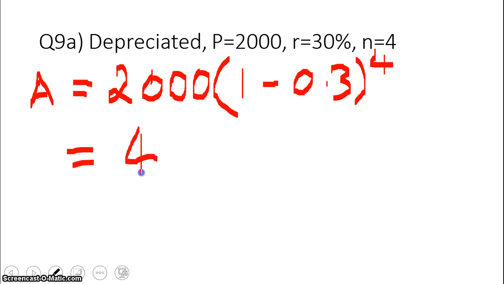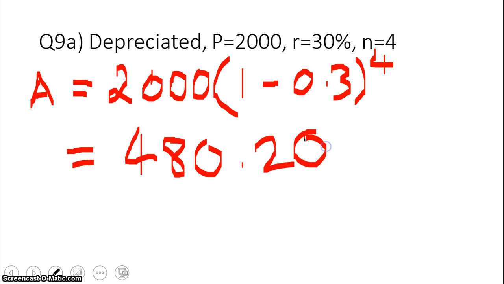We're going to end up with $480.20. With depreciation, you can put your R in as negative, like I've done, or you can work out the remaining amount and work out how much it goes down by each time.